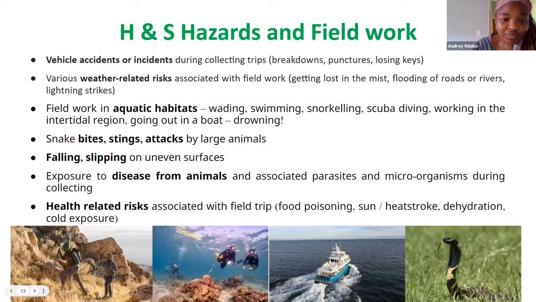And you can also get a puncture, and if you never changed a tire before, then you would be stuck. And you can sometimes lose keys, sometimes you lose them in the field while you are walking around collecting, and they fall out of your pocket without you even noticing. So these are also just hazards or risks that we can experience during fieldwork. Others are weather related, where you can get lost in the mist, or you can have floods on the road or rivers preventing you from getting to where you are trying to go.